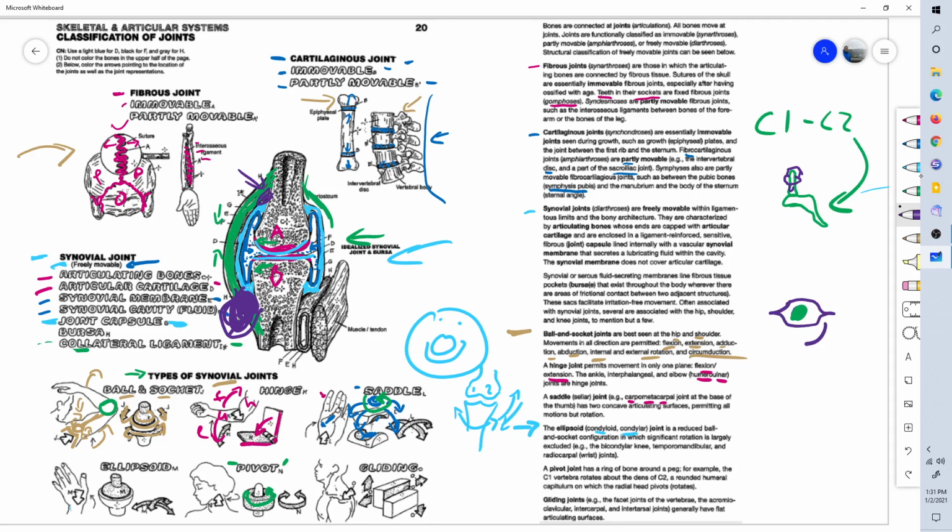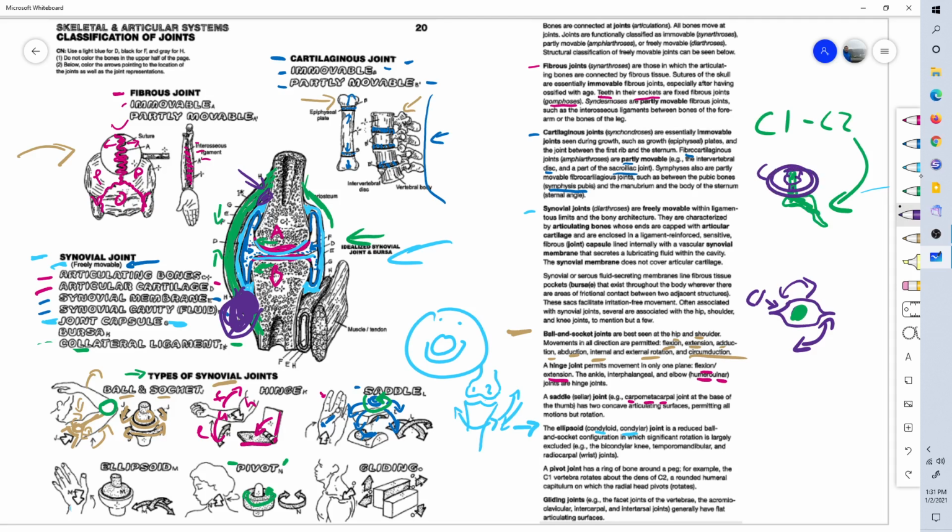And this vertebra spins, is able to turn around that protrusion called the dens of the C2 vertebra. So this is C1 here. Horrible job drawing the C1 here. Spinning around that mass, the dens from the C2 vertebra. Spinning around it. There we go, something like that. And that's called a pivot joint.